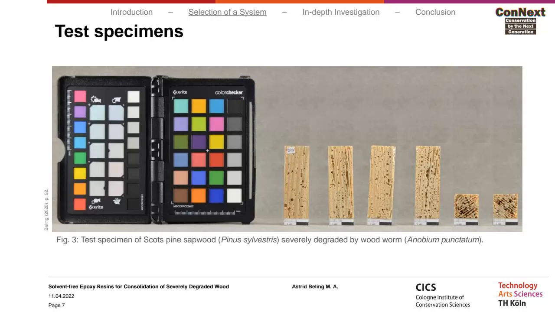The test series, of course, shouldn't be carried out on actual objects. Because of this, I use test specimens with a typical pattern of damage: Scots pine sapwood severely degraded by a woodworm. While selecting test samples for the test trial, I paid special attention to similar wood anatomical characteristics and wood density within a test group, because you don't want to compare apples and oranges. Overall, the procurement of sufficiently homogeneously damaged Scots pine was really a challenge, which restricted the number of test specimens.